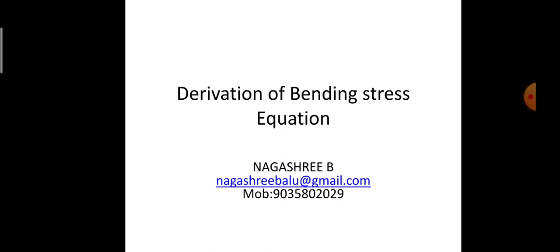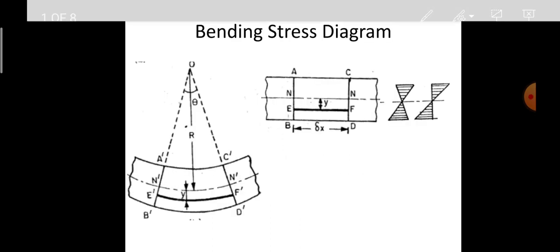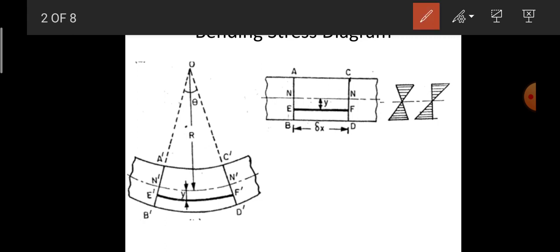Today I'll be discussing how to derive the bending stress equation. Here I have considered a beam which is subjected to bending. This is the initial position of the beam. I have considered two sections here, AB and CD. NN represents the neutral axis. The distance between AB and CD, the span between the two sections, is equal to delta x.